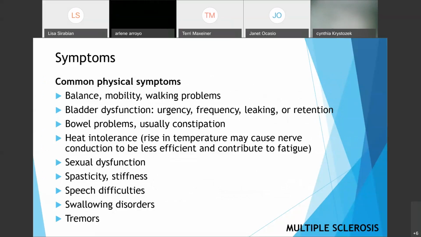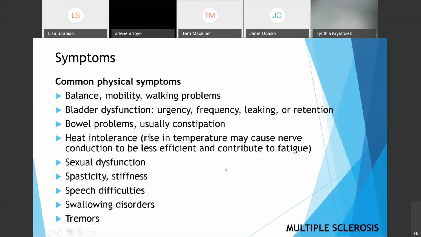Okay, so some common physical symptoms. There are many, many symptoms, three slides of common symptoms. These are physical symptoms: balance, mobility, walking problems, bladder dysfunction, bowel problems. Heat intolerance is something that's kind of unique to this particular one; they really have trouble with heat intolerance, and it can actually cause a pseudo exacerbation like we just saw on the previous slide. Sexual dysfunction, spasticity or stiffness, speech difficulties, swallowing disorders, and tremors.